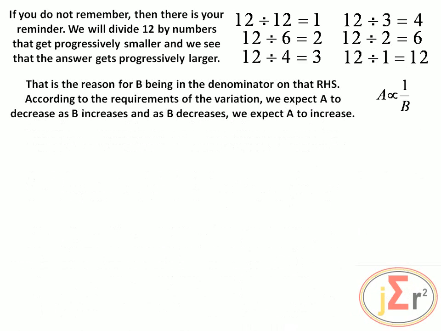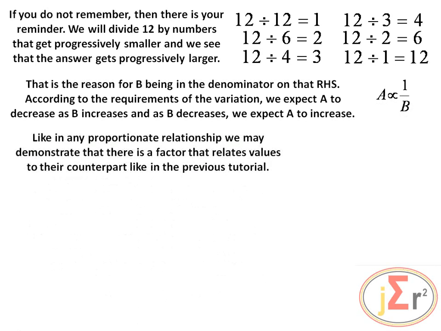That is the reason for B being in the denominator on the right hand side. According to the requirements of the variation, we expect A to decrease as B increases. And as B decreases, we expect A to increase. So there we have it. A, and this symbol means that A is directly proportional to 1 over B. Or we may say A is proportional to 1 over B, and because of the reciprocal that we have here, we say that A is inversely proportional to B.